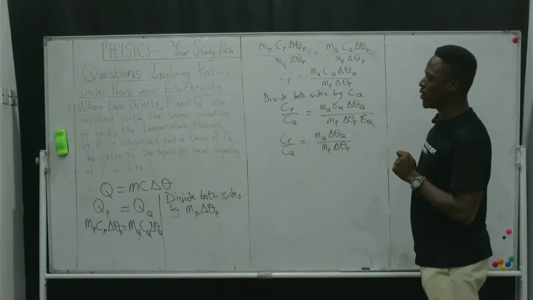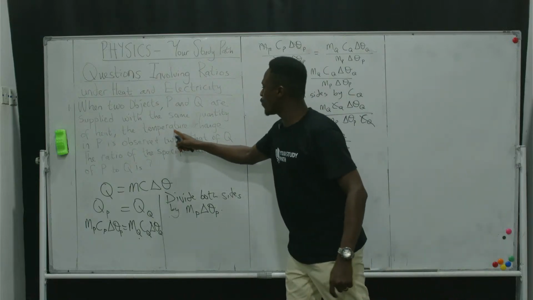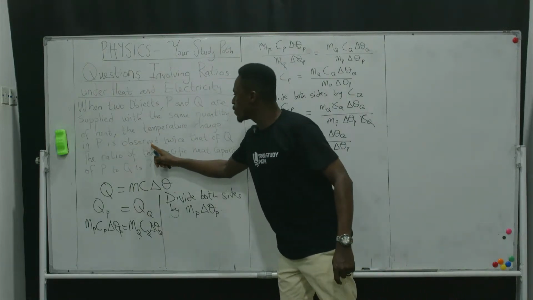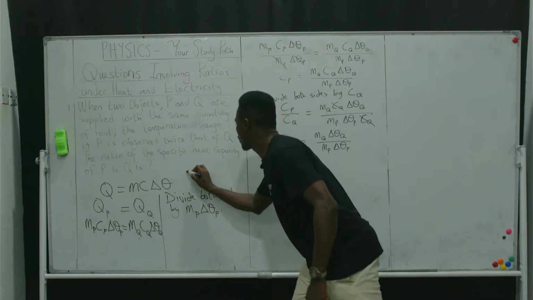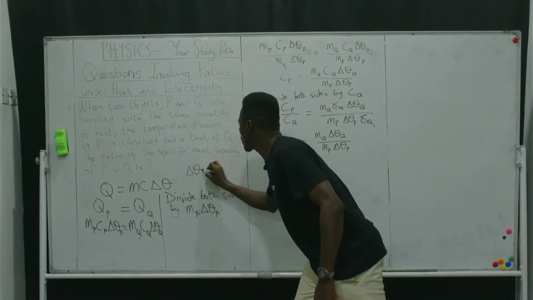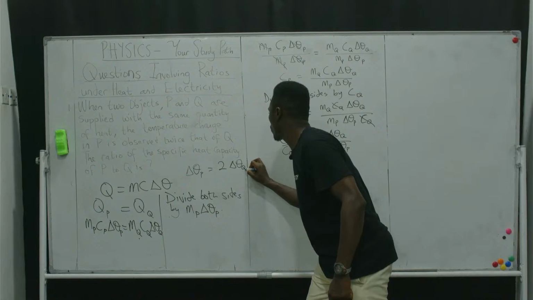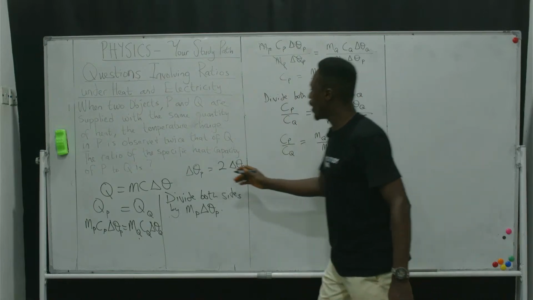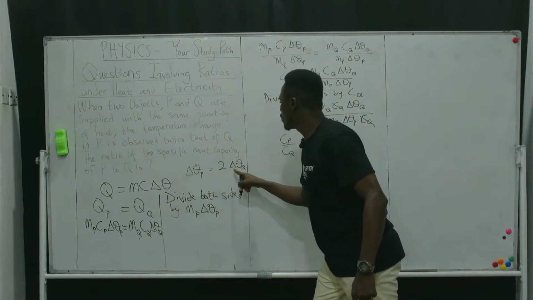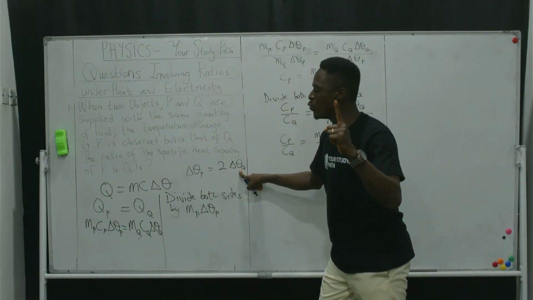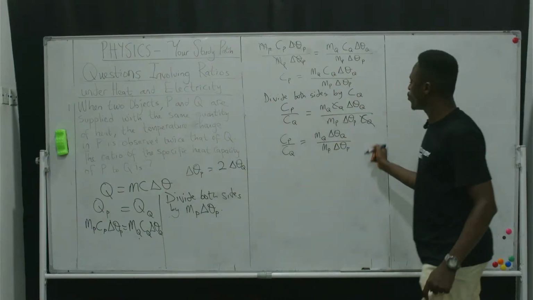Let's get our values for the temperature changes. Note, we are told that the temperature change in P is observed to be twice that of Q, meaning that change in theta for P is equal to twice that of change in theta for Q. So if the change in theta of Q is a single value 1, then the change in theta for P will be 2.